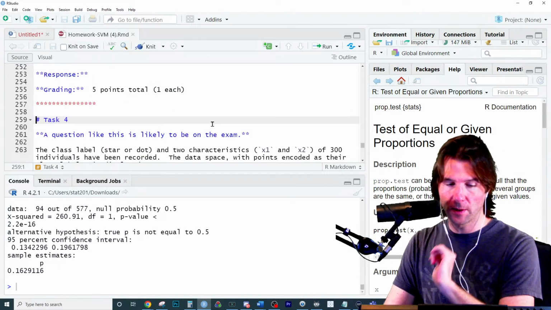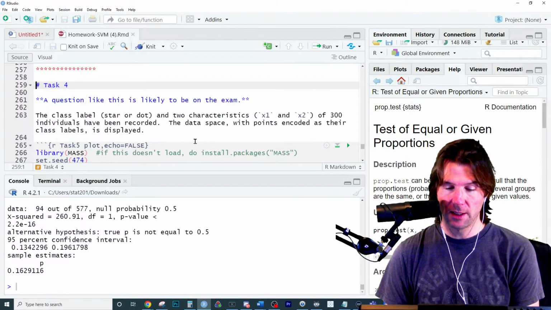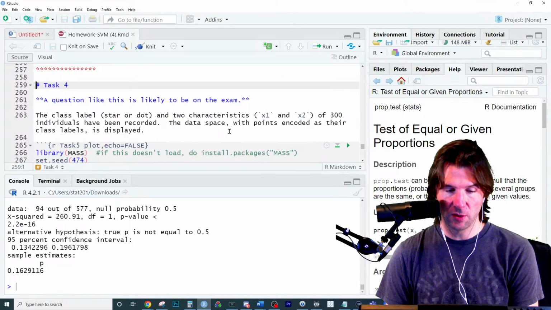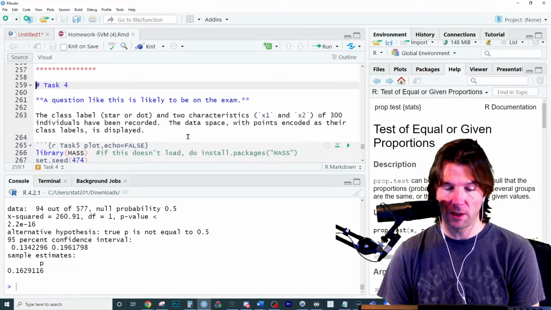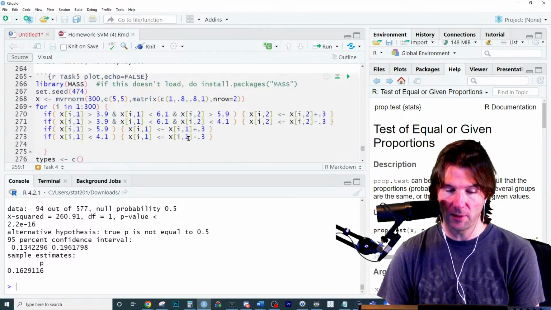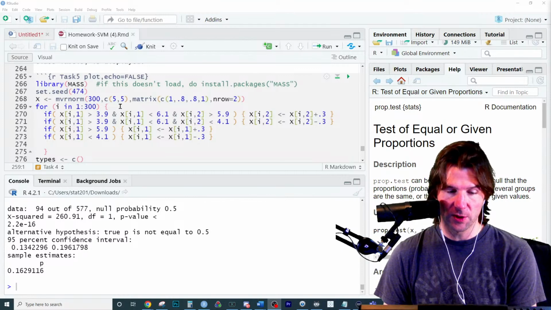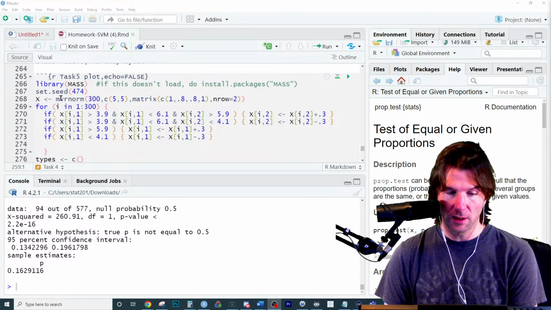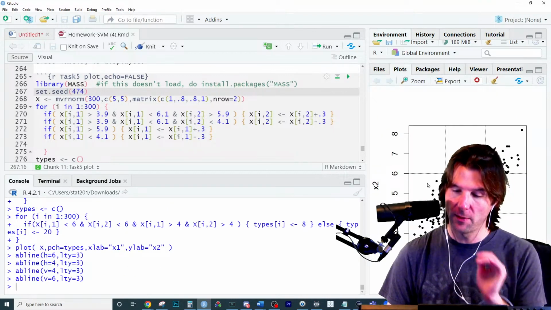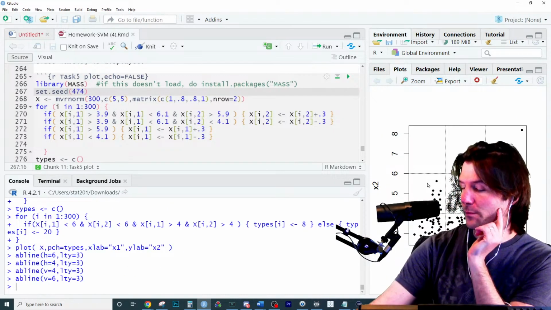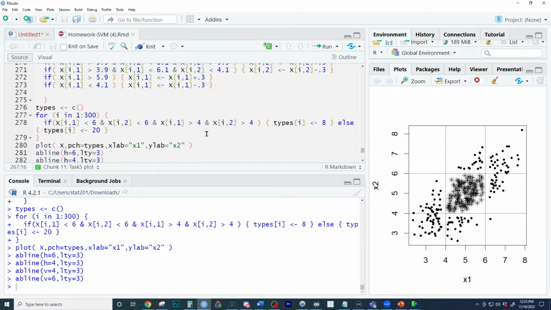Task 4. Okay. The class labels, star or dot, and two characteristics, x1 and x2, of the three individuals have been recorded. The data space with points encoded as their class labels is displayed below. Okay, a lot of stuff right there. So we have right here a for loop, it's a way to graph the normal. Let's run the plot. There we go. Wow. Okay. So this is a space that's perfectly defined right here. I think that's what it's getting at.